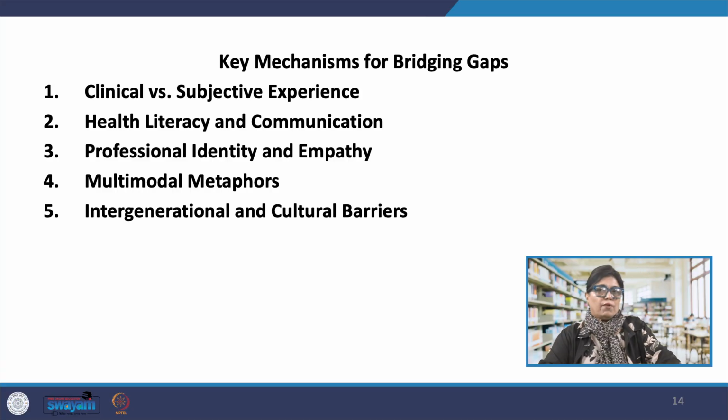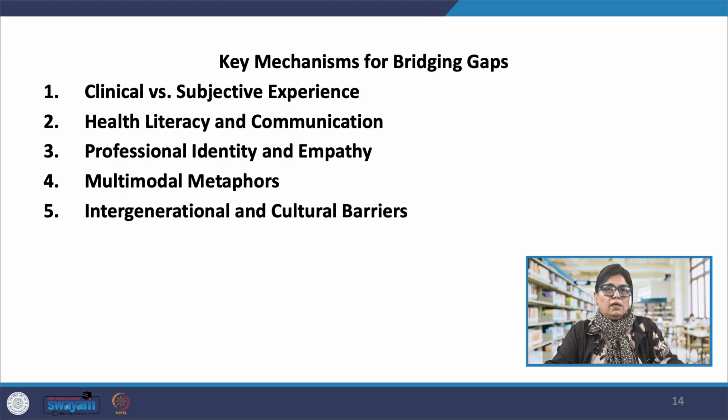Multimodal metaphors in graphic medicine. Metaphors act as multimodal heuristics, connecting internal subjective states like pain or grief with the external world through the interplay of text and image. Intergenerational and cultural barriers. By providing a visual medium, it facilitates difficult conversations across generations, such as end of life care preferences between older patients and their families, and across language barriers.